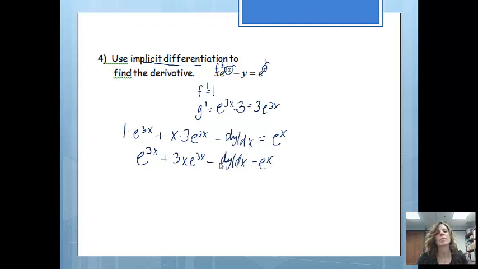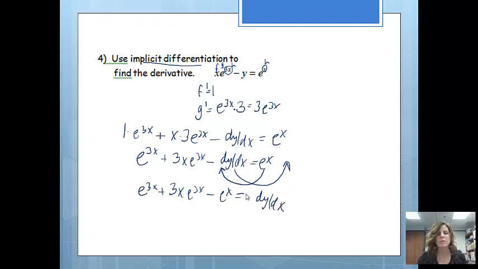Please remember that if I'm solving for dy dx, I want all the dy dx's on one side and everything else on the other. I'm actually going to make this a little easier. I'm going to move this to the right side and the other one to the left. So I'm going to have e to the 3x plus 3x e to the 3x minus e to the x is equal to dy dx. So from here, I'm pretty much done.